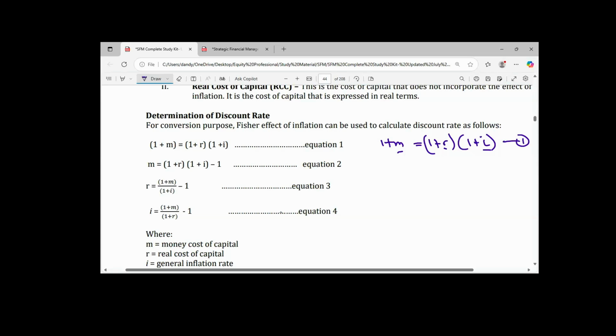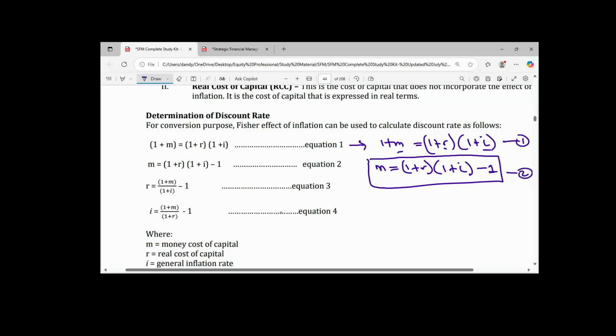I want to make m the subject of the formula because m is the money cost of capital. From this original formula, all I need to do is push the 1 standing behind the m to the other side. Therefore, m is equal to 1 plus r multiplied by 1 plus the general inflation rate, all minus 1. This is the formula for calculating money cost of capital.